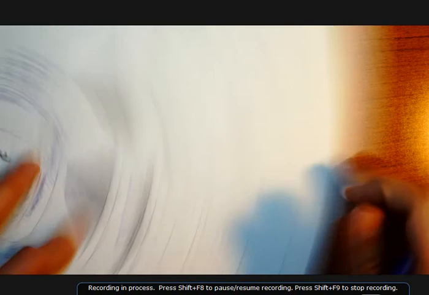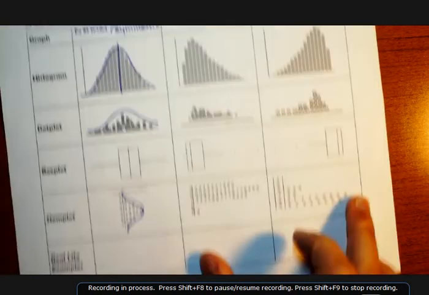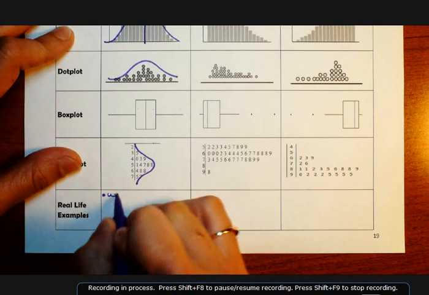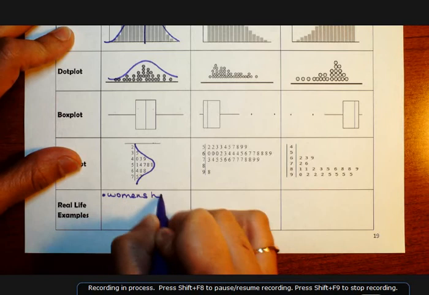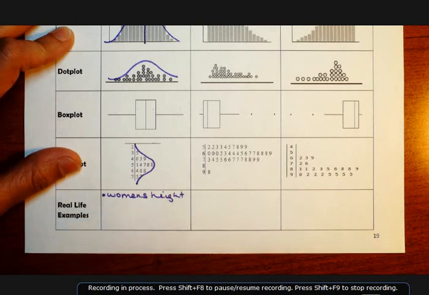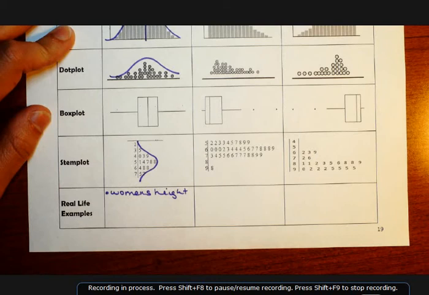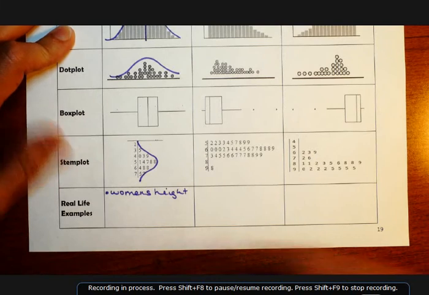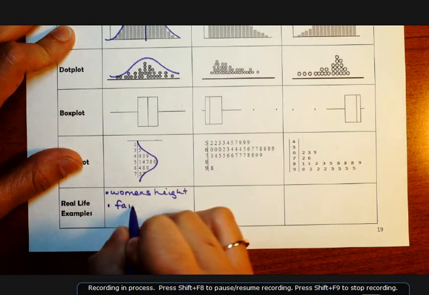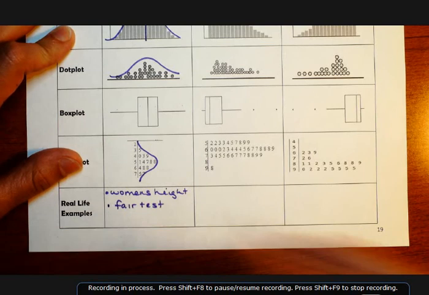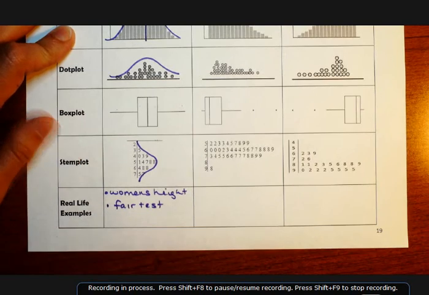Real life examples of a normal distribution would be women's heights. The reason being that you would expect most women to be in the same height range in the middle, and then you have some women that are on the very small end and then the very tall end. Another example would be a fair test, where most of the students score in the middle range, some doing really well and some doing very poorly.